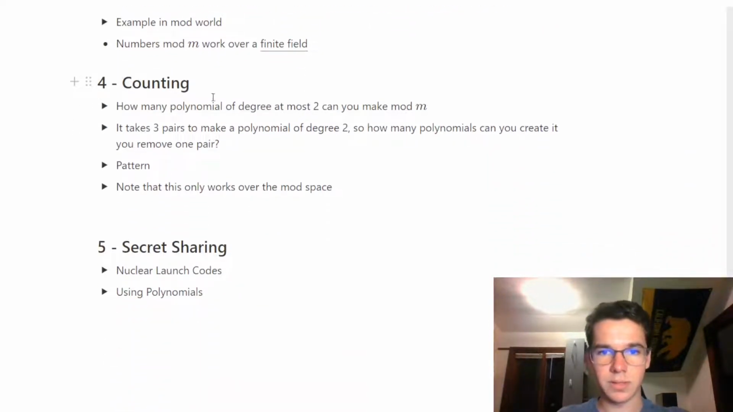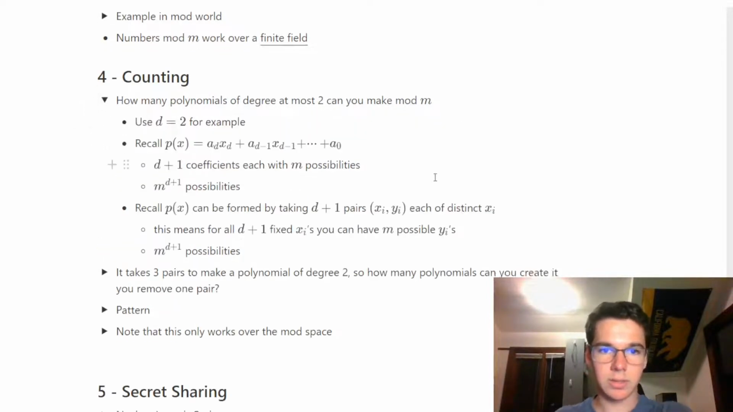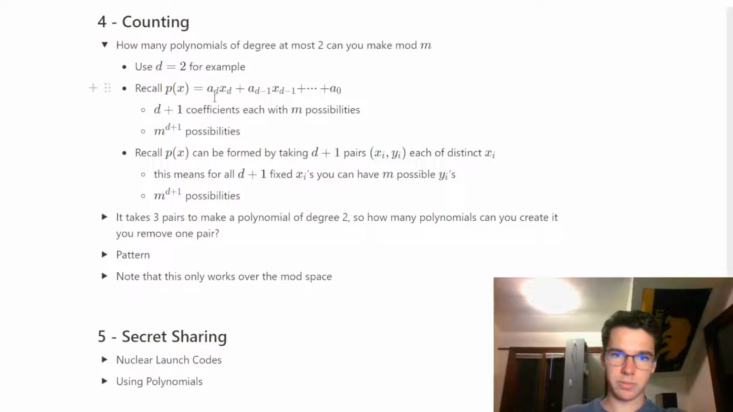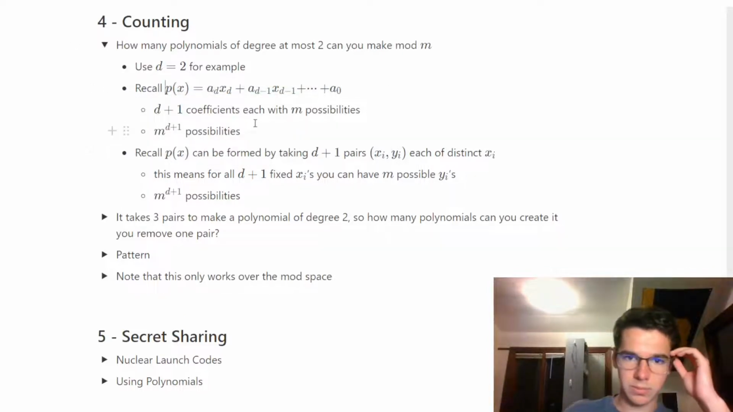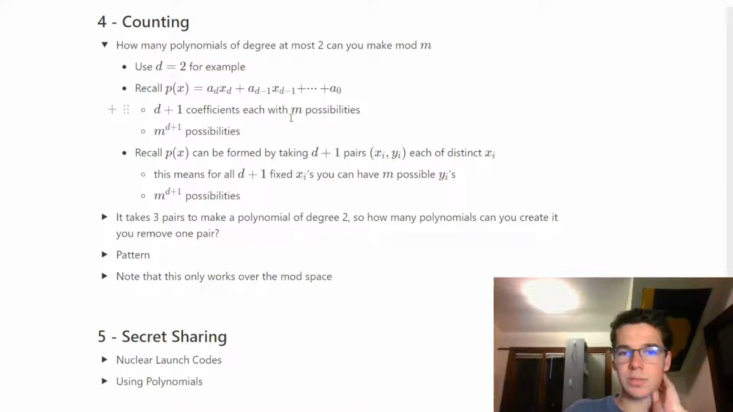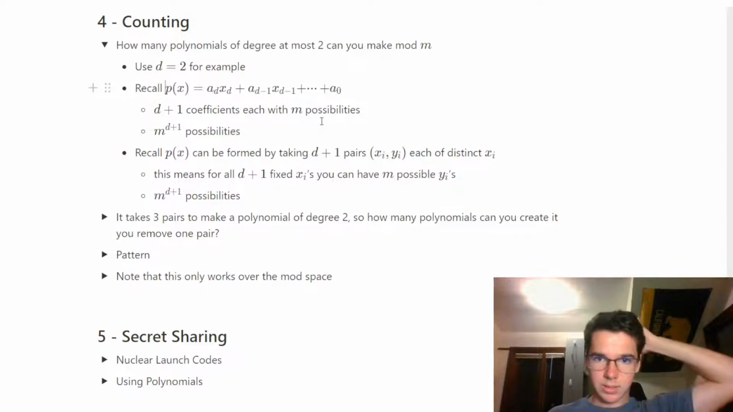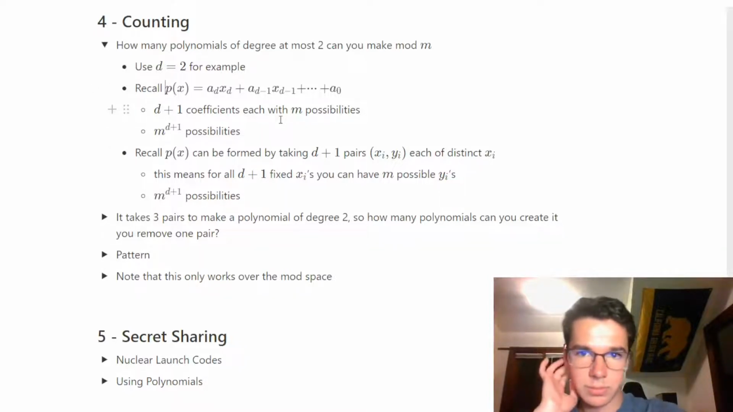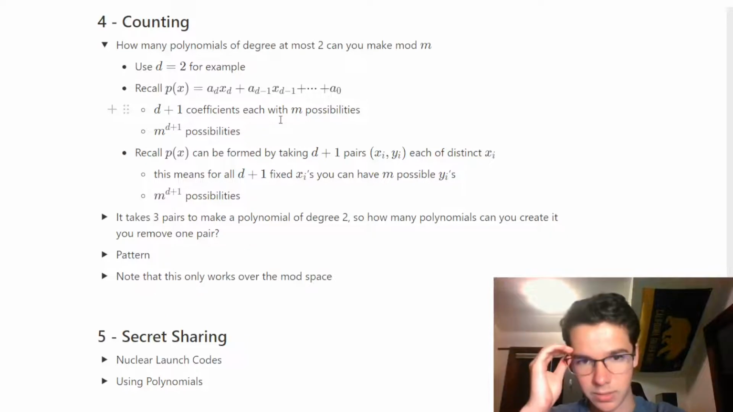Next, we're going to talk a little bit about counting. So the question to you is, how many polynomials of degree at most 2 can you make mod m? Okay, so we're going to use degree equal to 2 for our example. Just remember the form of the polynomial. We know that there are d plus 1 coefficients, each with m possibilities. So let's think about that. Right, we're in the mod space of m. Let's say m is 3, right?